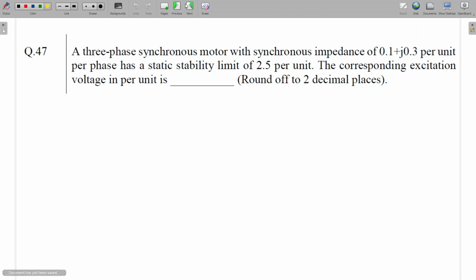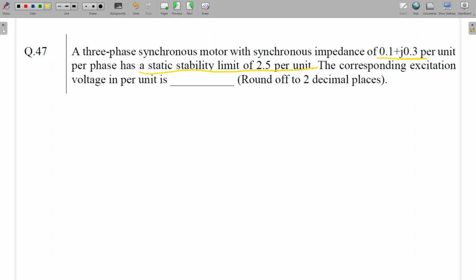So this question was asked in the 2023 electrical engineering paper. This is a synchronous motor question. In this question, the steady state stability limit of the synchronous motor is given as 2.5 per unit, and the synchronous impedance of the motor is given as 0.1 plus j0.3 per unit. We have to calculate the EMF of the motor.